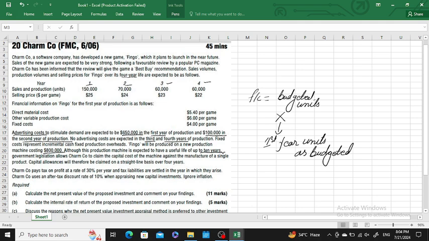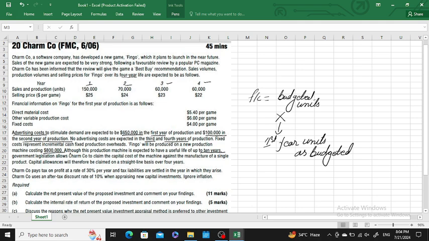Sir, why would we consider the useful life of the machine as 4 years instead of 5 years or 10 years? Because only 4 years are relevant for us. After 4 years, if the machine has any life left, it would be irrelevant for me because I am appraising the project only for the 4 years.